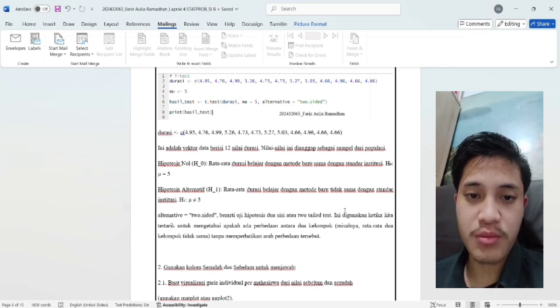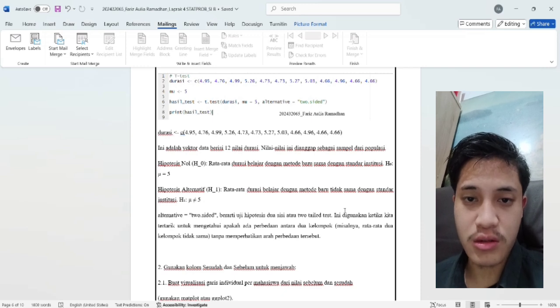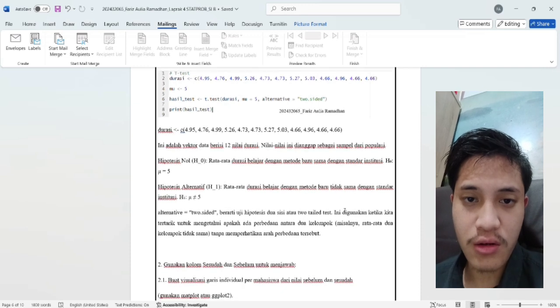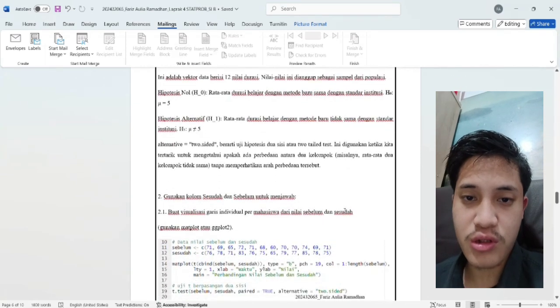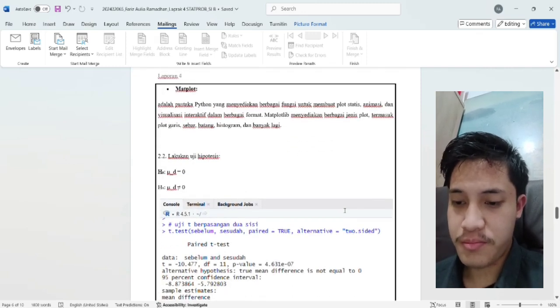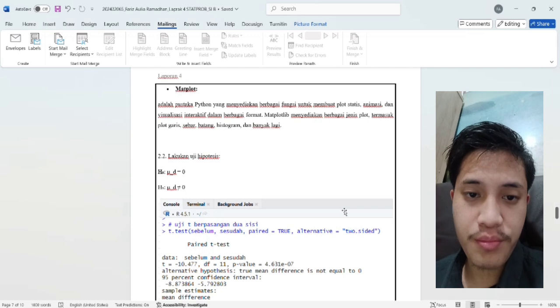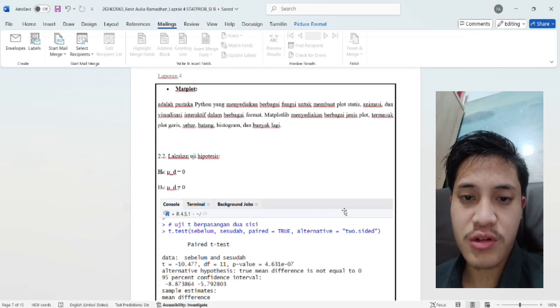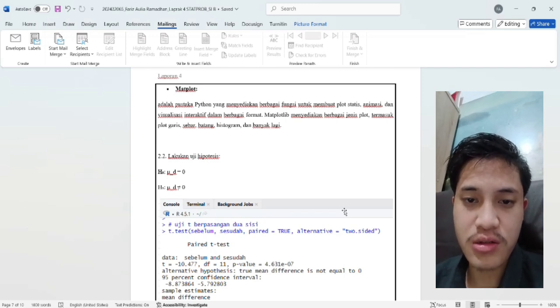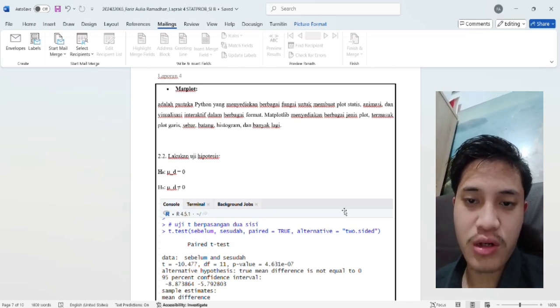Number two, use the before and after columns to answer. 2.1, create an individual line visualization per student from their before and after scores. Matplotlib is a Python library that provides various functions to create static, animated, and interactive visualizations in different formats. It supports various types of plots, including line, scatter, bar, histogram, and more.